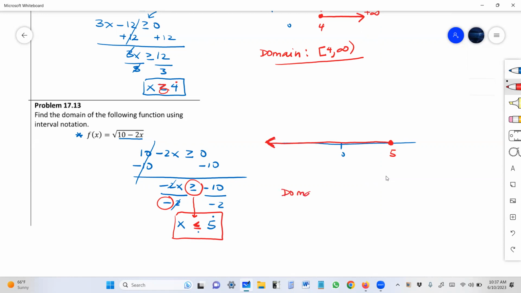So all I have to do now is write the domain in interval notation. So this is obviously negative infinity. It doesn't stop because of the arrow. So negative infinity, comma, 5, and it's closed, so we put a bracket on it. Okay, so this is how you solve and find these domains of radical functions.